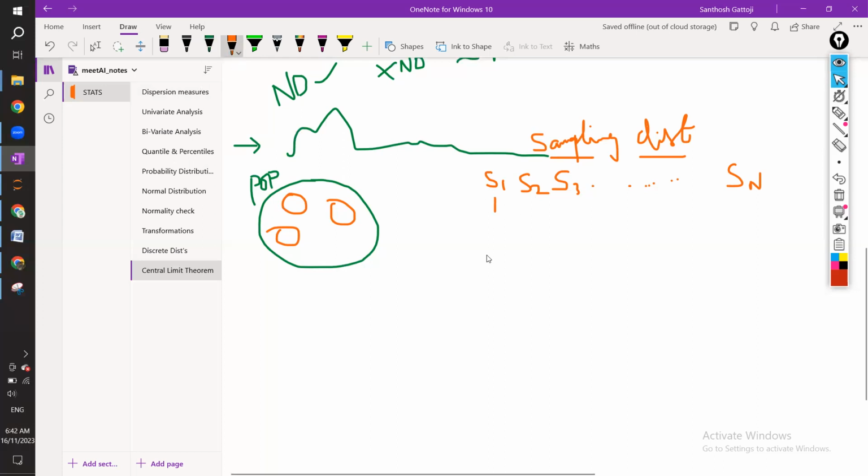Fine, that means it will have, let's say, x1 bar. Okay, this will have x2 bar. Okay, like that, xn bar. Fine, the mean of these will approximate a normal distribution is the theorem. Okay, in simple words, I will explain once again.